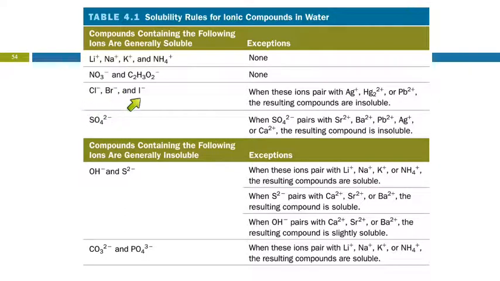Then we get to chloride, bromide, and iodide. I think of them as three sisters. Their last name is halogen. They are generally soluble, except, now we do have an exception. We've got silver, mercury 1, and lead 2.